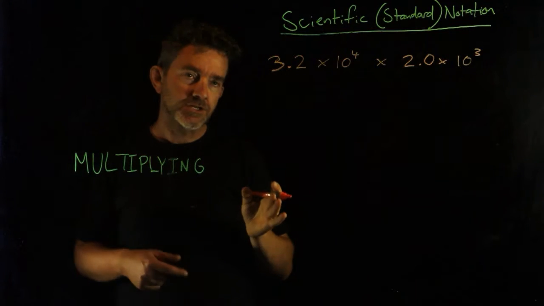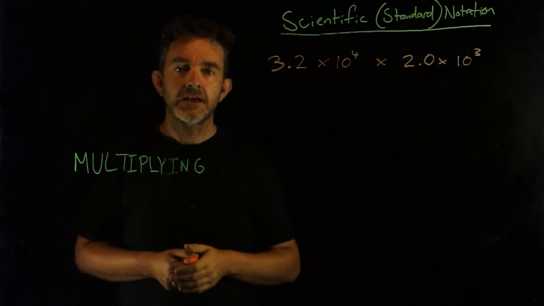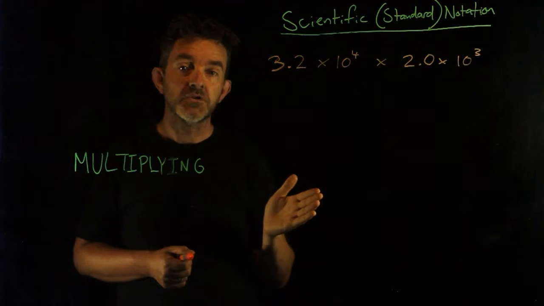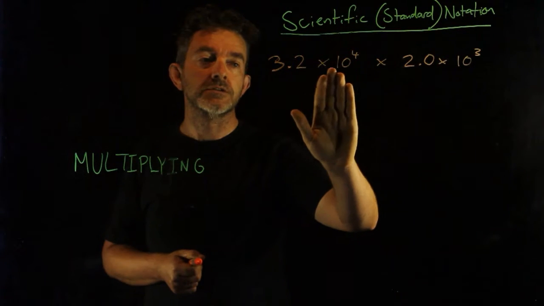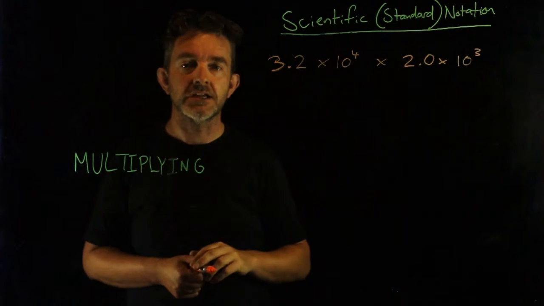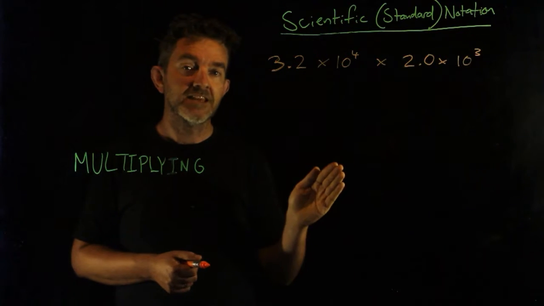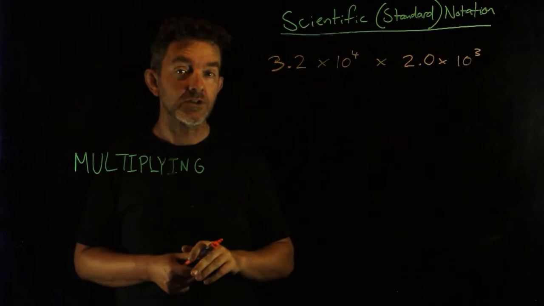In this video, I'm going to show you how to multiply numbers that are written in scientific notation. Essentially, what I've got here is four numbers multiplied together: 3.2 times 10 to the power of 4 times 2.0 times 10 to the power of 3. As you may remember, if I've got things multiplied together, I can actually multiply them in any order.